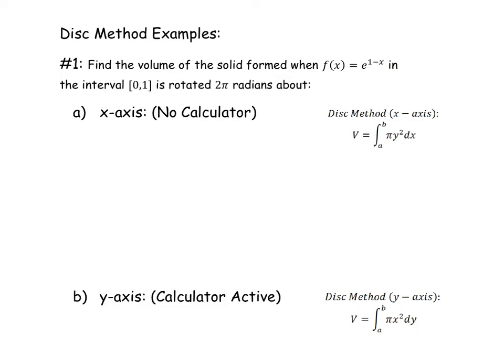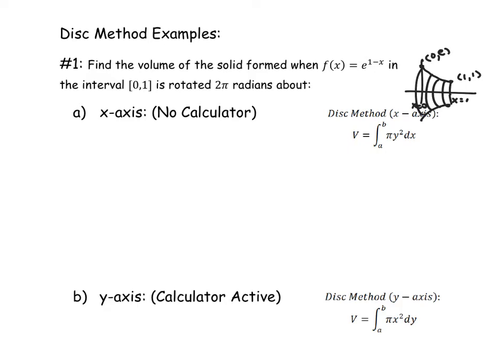Okay, let's look at example number 1. It says, find the volume of the solid formed when the function f of x equals e to the 1 minus x in the interval 0 to 1 is rotated 2 pi radians about the x-axis. Okay, so we're going to do a disk method, and we're going to have this function, which looks like this. Now it will continue on, but from 0 to 1, the graph of the function will look like this. This will be the point 1, 1. This will be the point 0, e. Okay, so we're going to take this space and revolve it around the x-axis. So it should look like this.